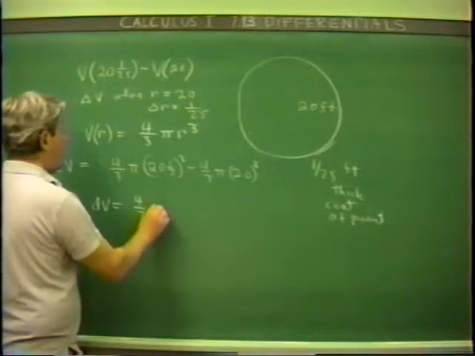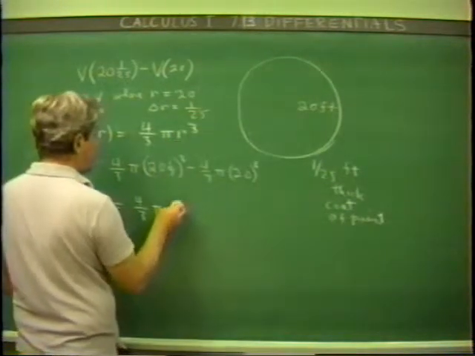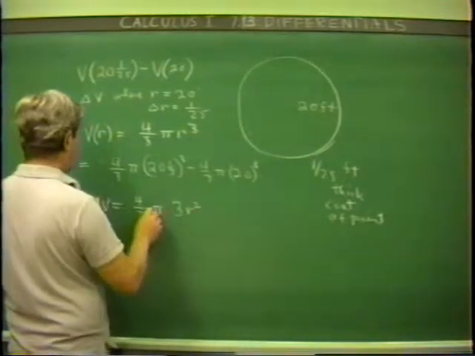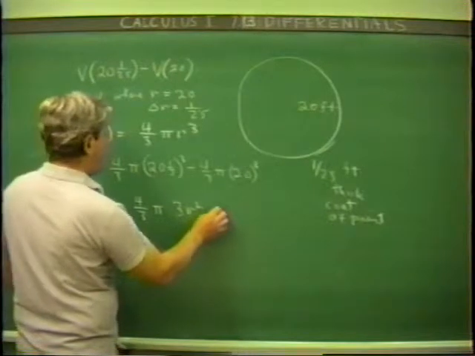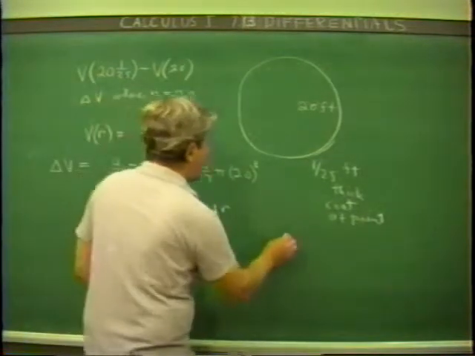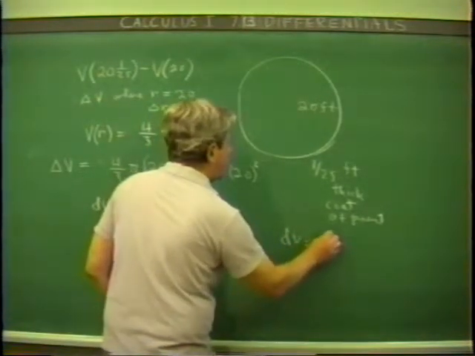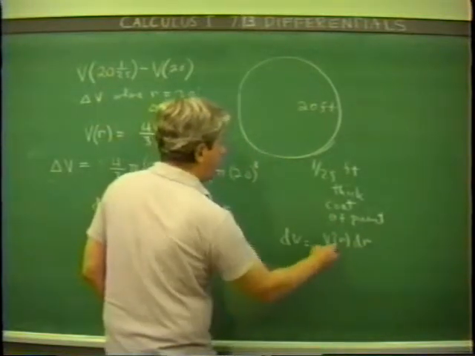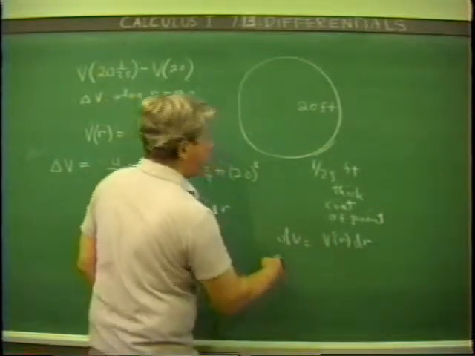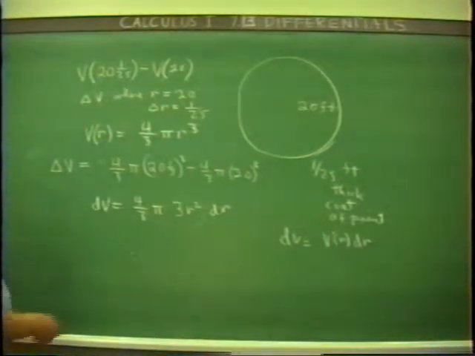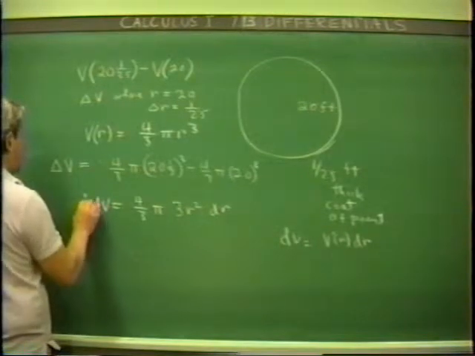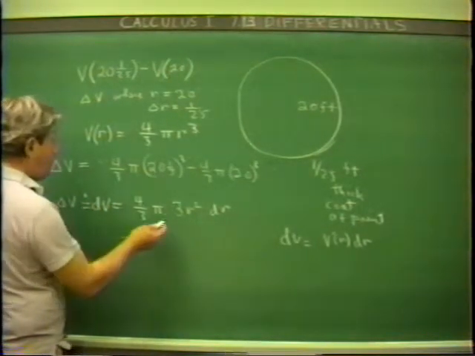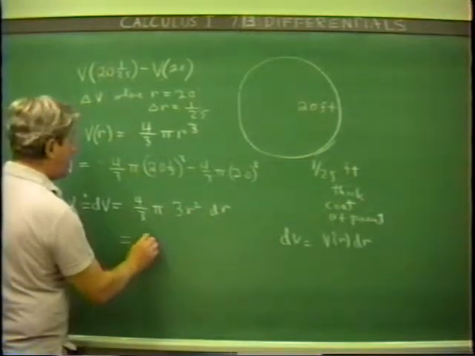And dV is equal to 4/3 pi times the derivative of R cubed with respect to R, which is 3R squared, times dR. Here, dV is equal to V prime of R dR, thus making V prime of R equal to dV over dR. And this is approximately equal to delta V.